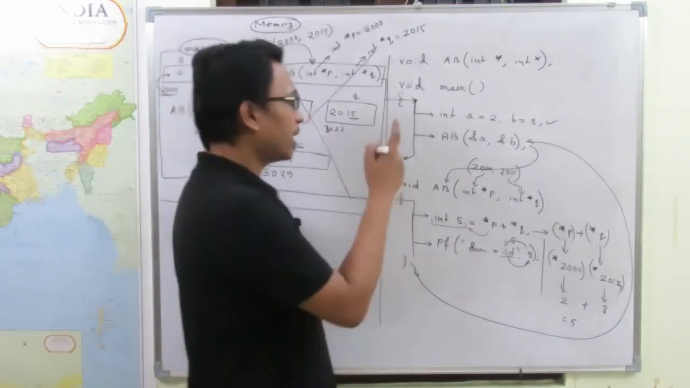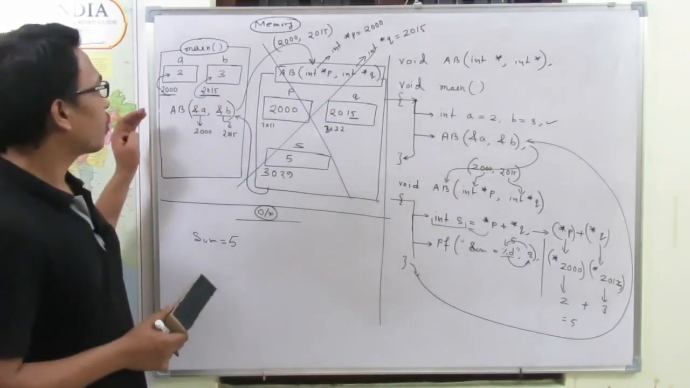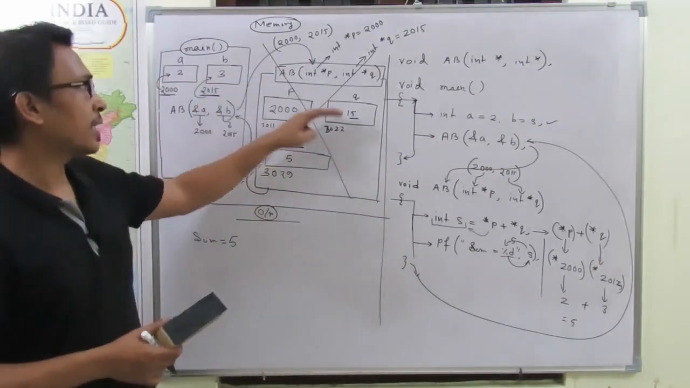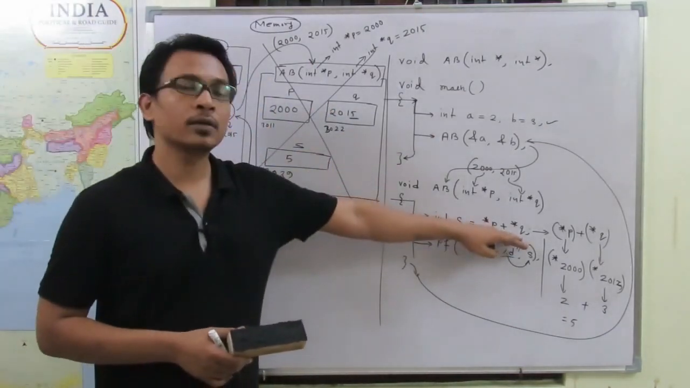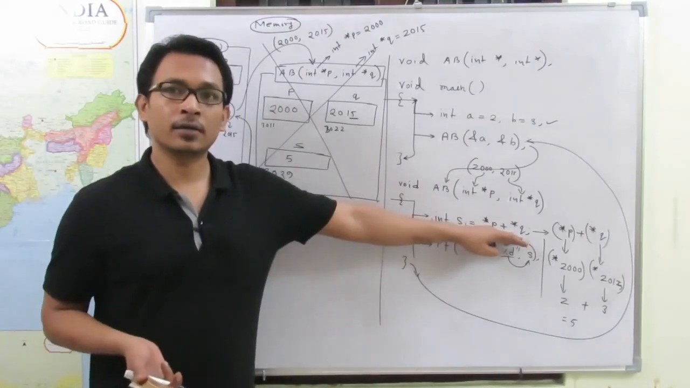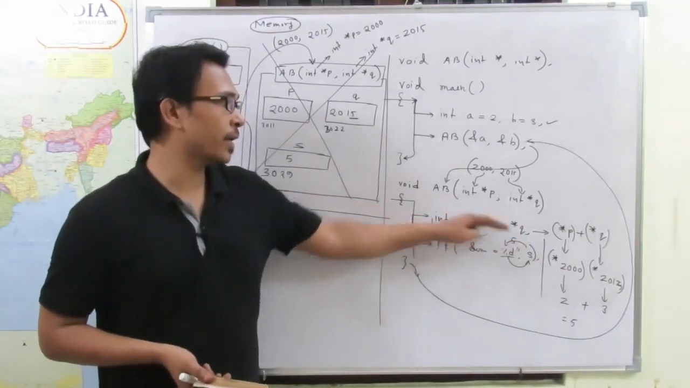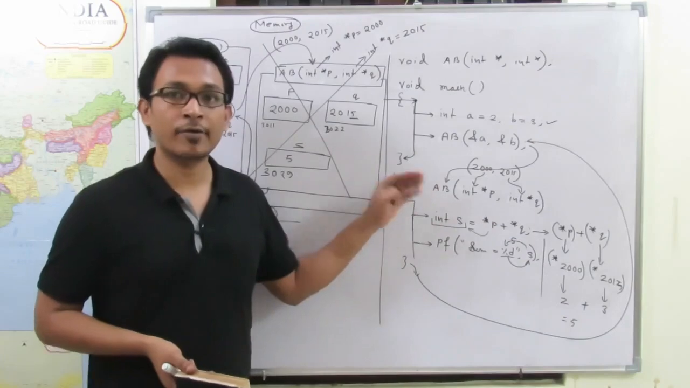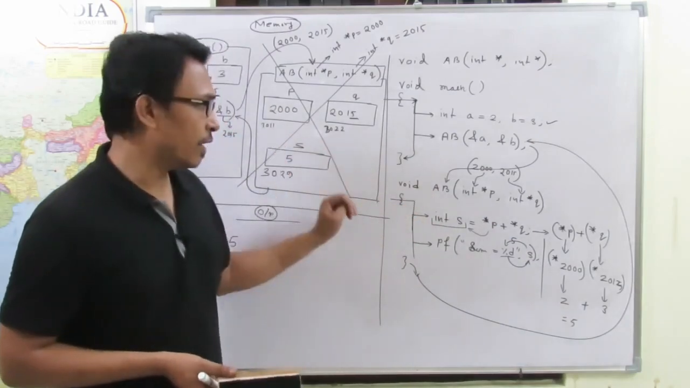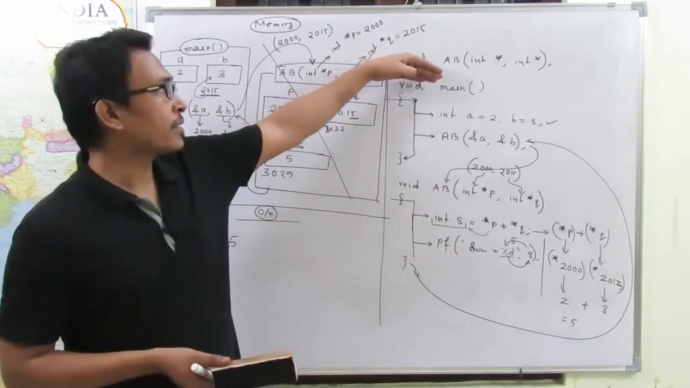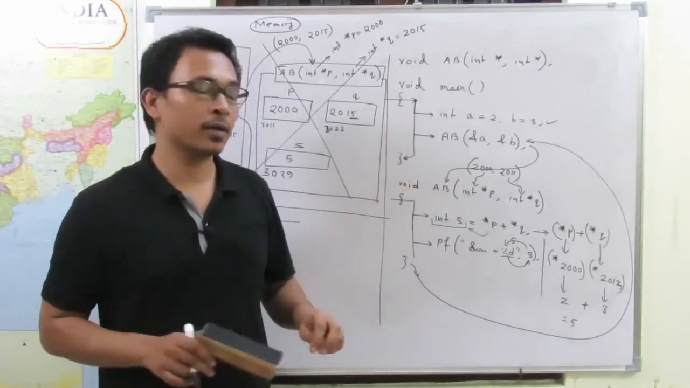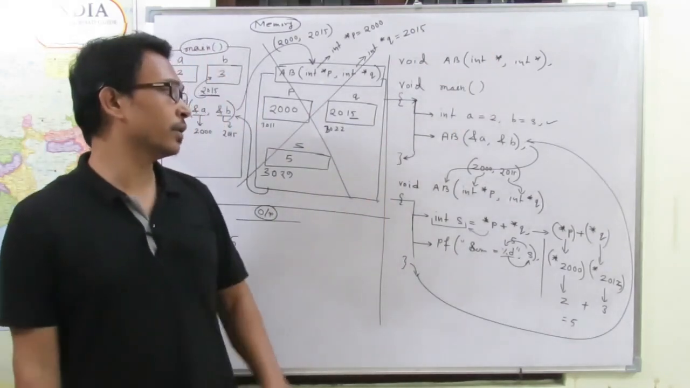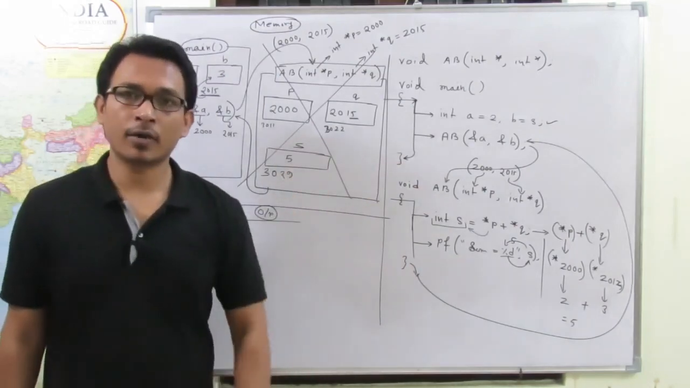Clear? So that's how we pass addresses as arguments to a function, and with the help of the indirection operator inside this AB function, we can access the value from some other function or from some other memory block. Clear? So this is how a pointer works.